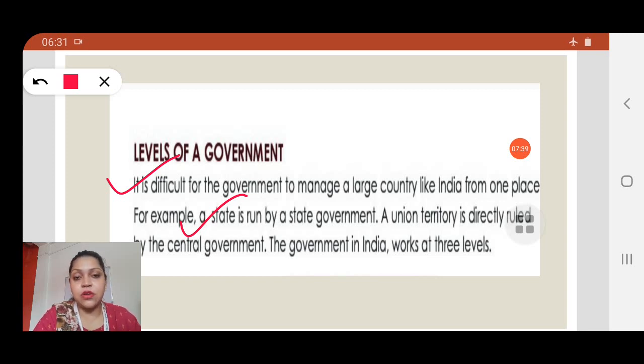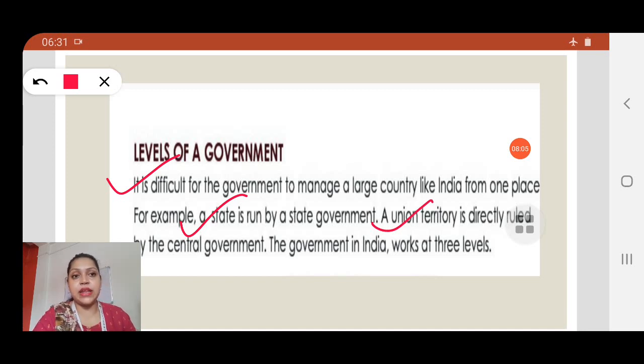Okay, if any rule is made by the prime minister, okay, then the chief minister follows it and asks the people of his state to follow it. Okay, so in this way it becomes very easy, okay, to control the people and also to take care of the needs of the people. And also a union territory is ruled by the central government.